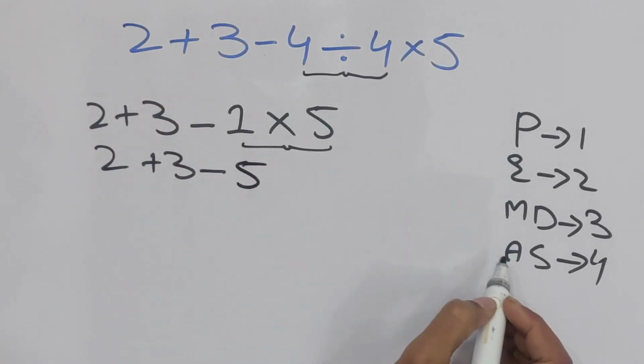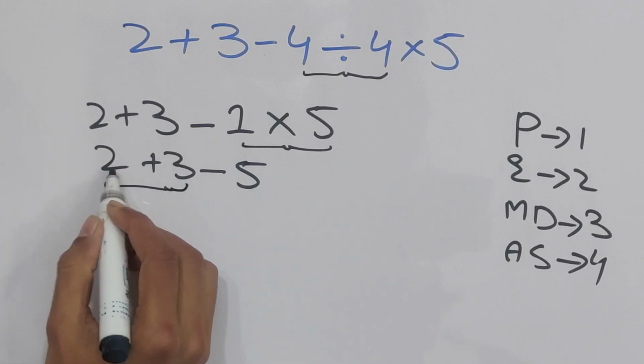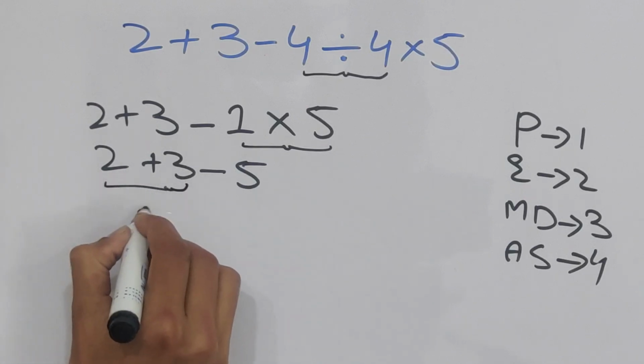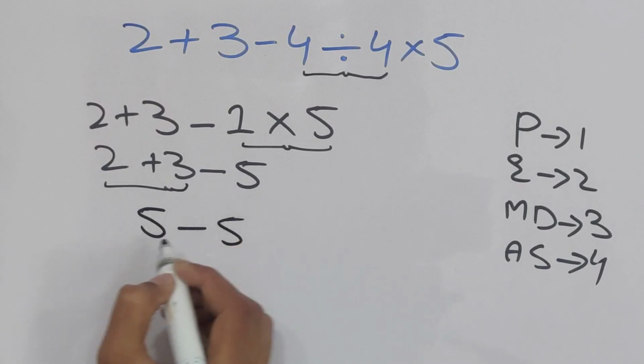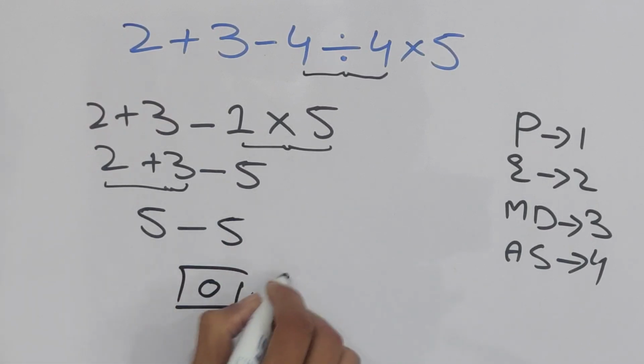Right? So now addition and subtraction from left to right. So plus first. 2 + 3 equals 5, minus 5. 5 - 5 equals 0. This is the answer.